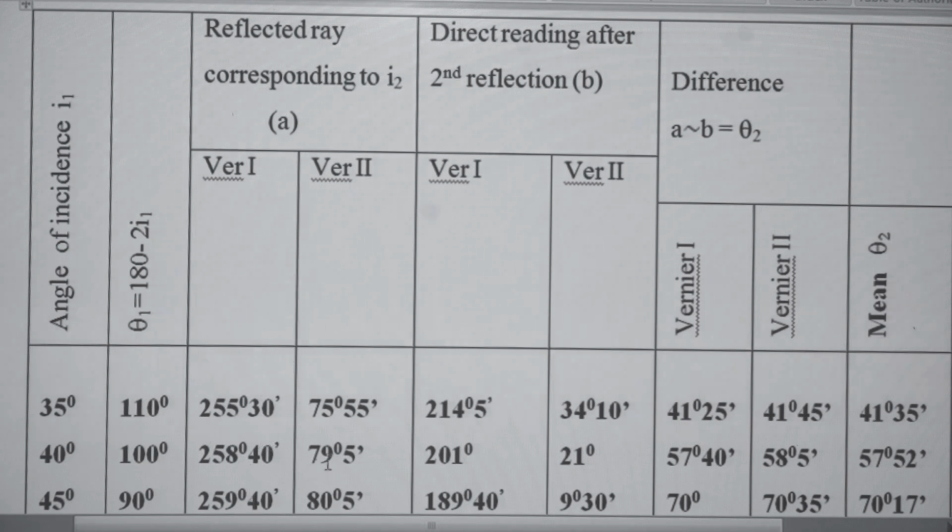Then the Vernier 1 and Vernier 2 readings are here, 258 degree 40 minute and 79 degree 5 minute. That is Vernier 1 and Vernier 2 and that is A. Then again we are taking the direct reading, that is the reading B. Vernier 1 201 and Vernier 2 that is 21. Then we are finding A difference of B. Vernier 1, that is 258 degree 40 minute minus 201 degree, that is equal to 57 degree 40 minute. Similarly 79 degree 5 minute minus 21 degree, that is 58 degree 5 minute, that is 57 degree 52 minute.